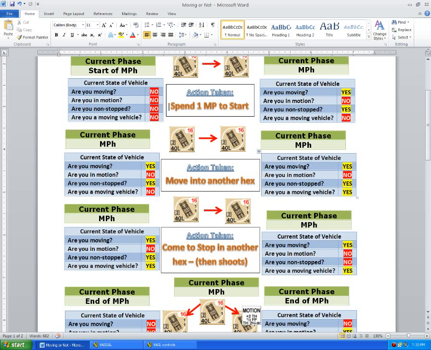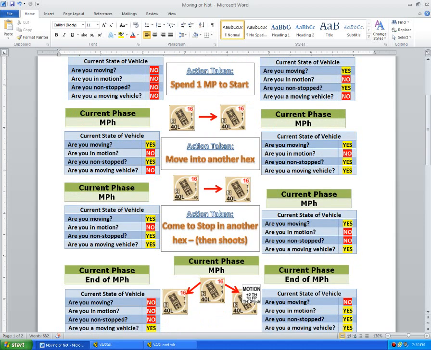You notice all of a sudden we're going to have a different state of our vehicle. Are we moving? Yes. Again, we're still spending movement points on it. Are we in motion? No, because we don't have a motion counter. Are we non-stopped? Yes, we are non-stopped. And now that we've moved into another hex, we now classify ourselves as a moving vehicle. So yes, we are now a moving vehicle.